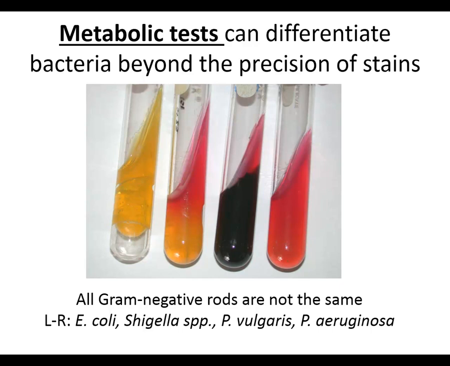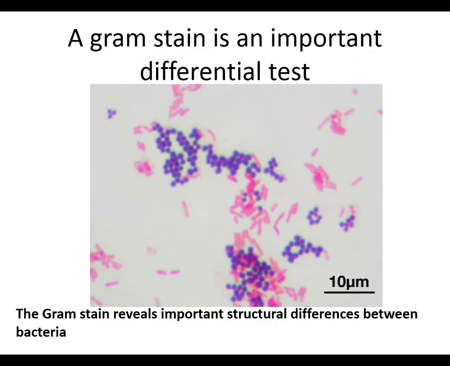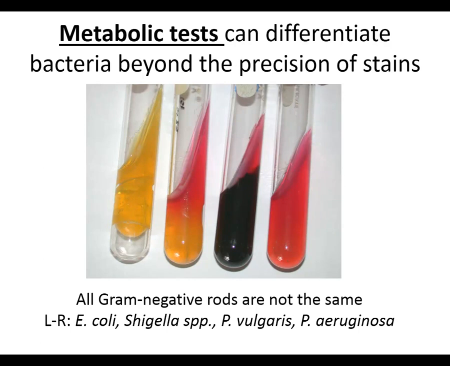Yeah? So all these guys were gram-negative rods, just like we might see here, right? We see gram-negative rods here. Should we be worried or should we not be worried? Well, if we do a metabolic test, we can make a better judgment about whether we should care that there are gram-negative bacteria in this gram stain or not. Guys got it? Are these guys all the same? This guy is E. coli. This guy, Shigella. This guy, Proteus vulgaris. This guy, Pseudomonas aeruginosa. Have you heard of any of these guys?